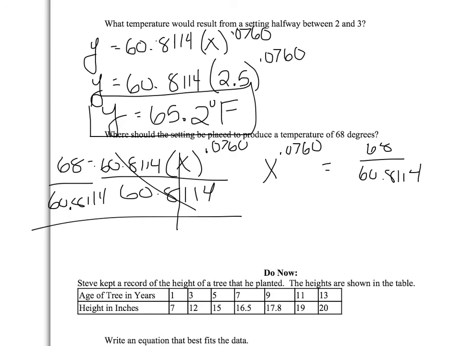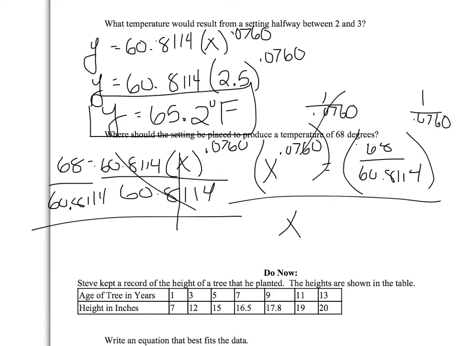Now to get rid of that power, 2 ways. We can use logarithms, which everybody hates, or we could take the reciprocal power. The reciprocal of 0.0760 is 1 over 0.0760. Please type carefully in your calculator. You end up getting x equals about 4.35. At this point, you guys can try the do now problem.